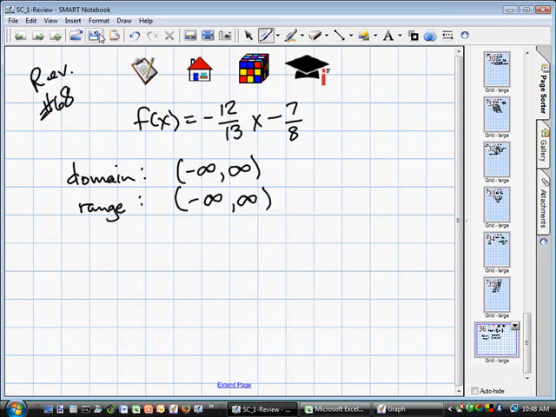Want to look at any others? Since this is a negative slope line too, it's got to be heading downhill.